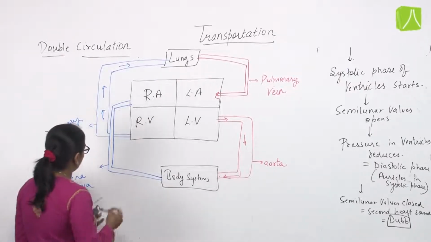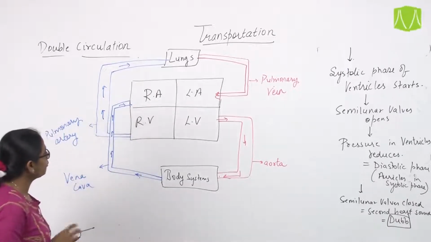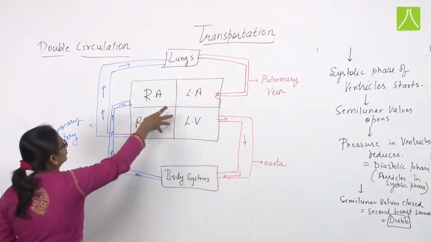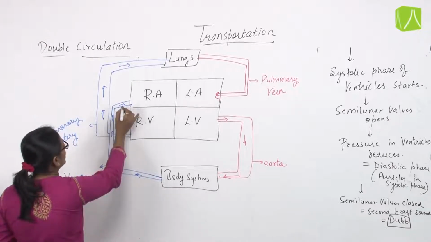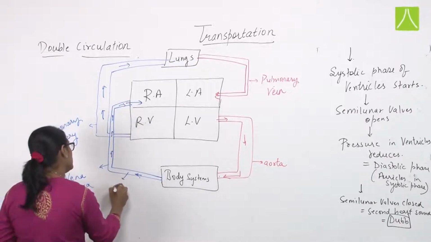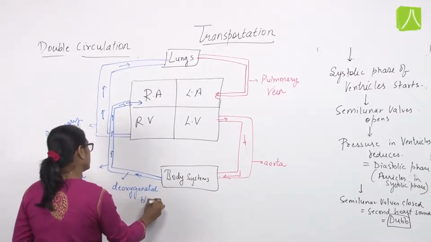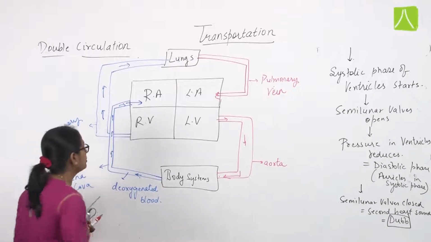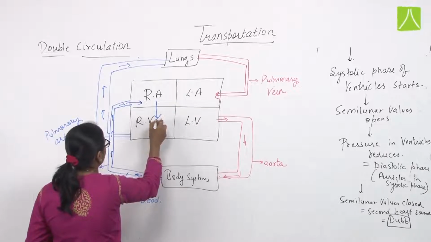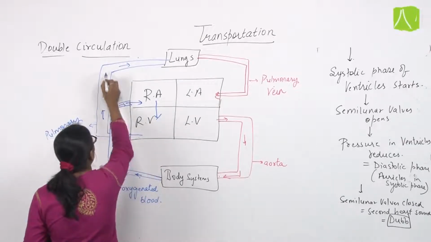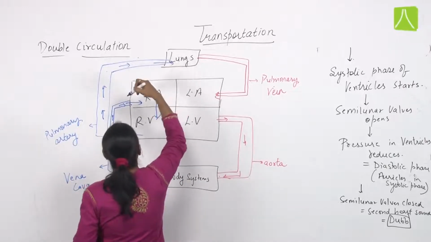So in this manner we are observing the pumping of blood twice through the heart. How? Here the body system is transferring the deoxygenated blood to the right auricle. It is deoxygenated blood, having carbon dioxide, not oxygen. This blood is pumped to the right auricle, which transfers it to the right ventricle, and through the right ventricle it is transferred to the pulmonary artery, which carries it up to the lungs. This is again deoxygenated blood only.